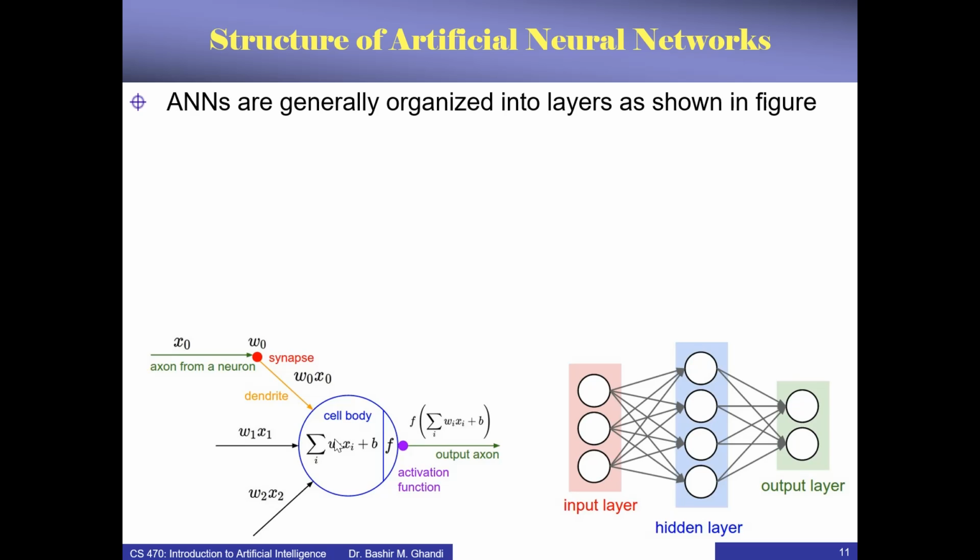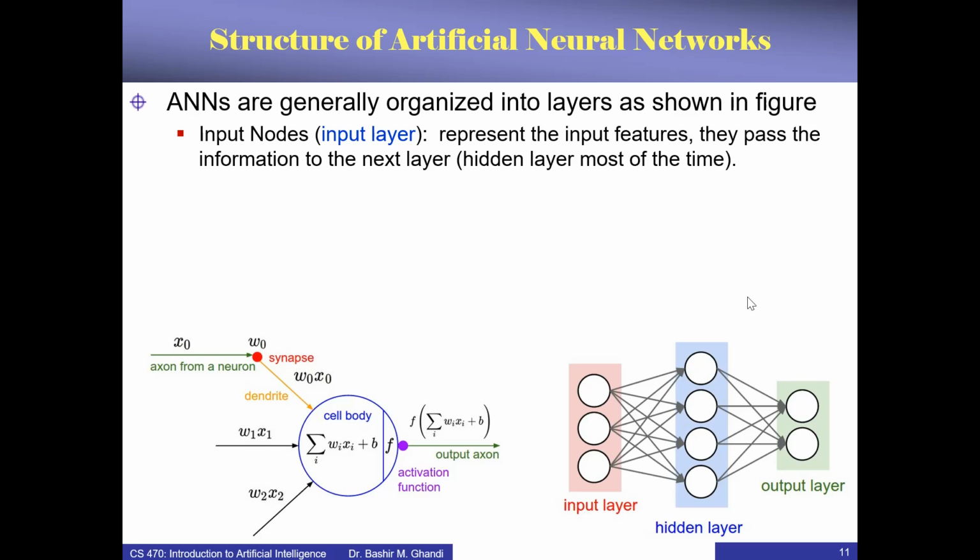So generally, if we consider the neural network as a whole, ANNs are generally organized into layers as shown in the figure on the right. Here we have the input layer, and at the end here we have the output layer. In the middle we may have one or more hidden layers. The input layer represents the input features.